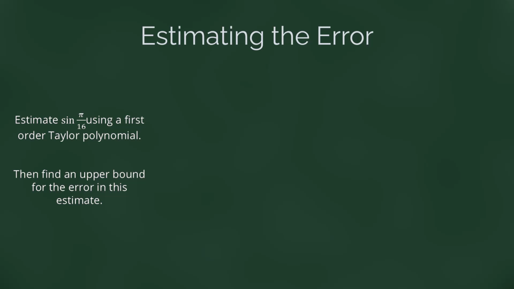First, let's construct our polynomial. We know that p1 of x is going to be equal to f of a plus f prime of a times x minus a. Our f of x is the sine function, and our a value, we're centering this at 0.